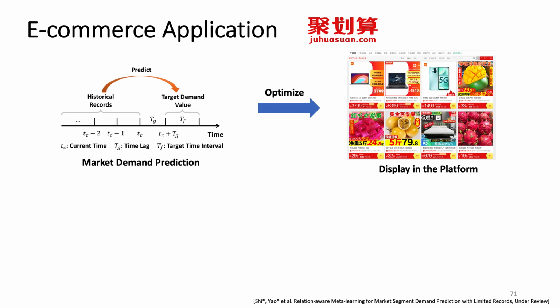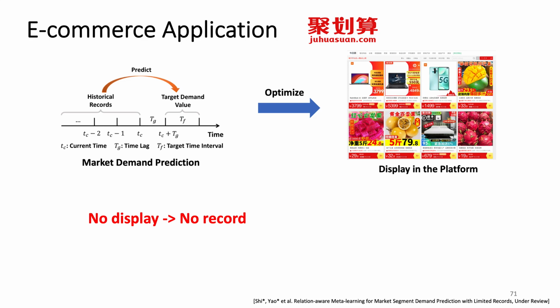Different from time series prediction, in market demand prediction we use historical records to predict the target demand value in a future time step. So there is a gap between the historical records and the target demand value, because there is a time gap between the downstream and upstream of the items. So they want to get some items from other platforms, and finally use them to predict the demand value and to optimize the platform.